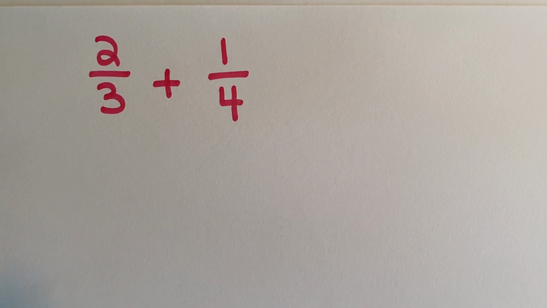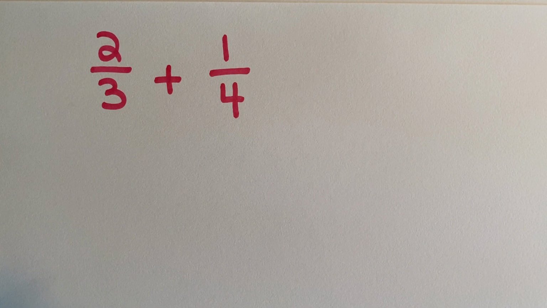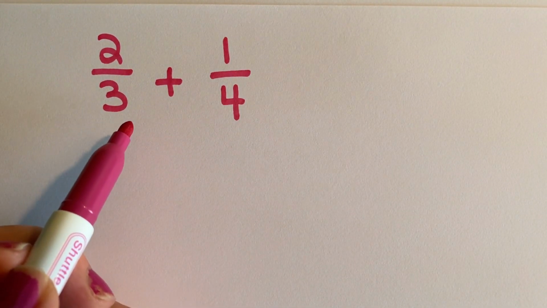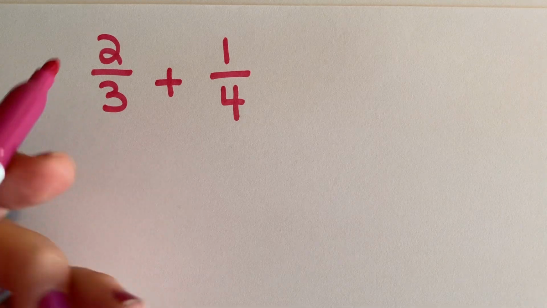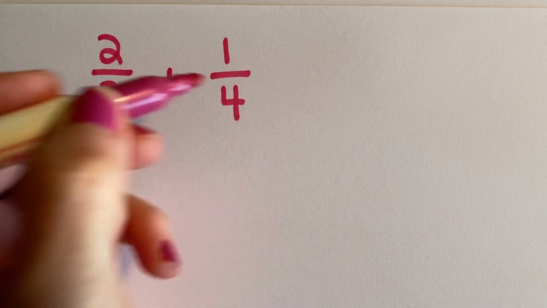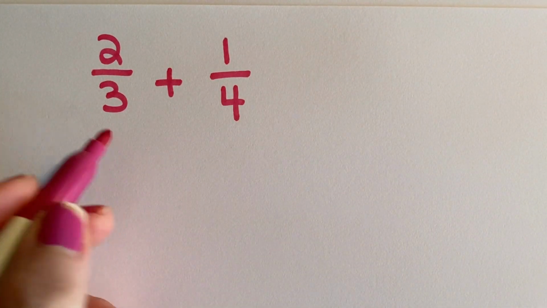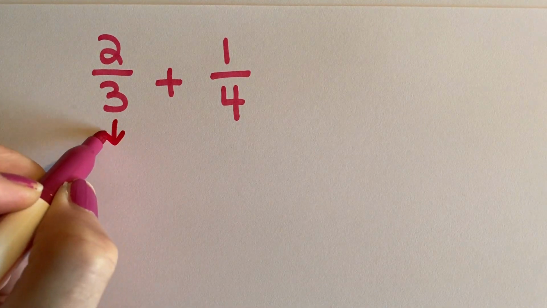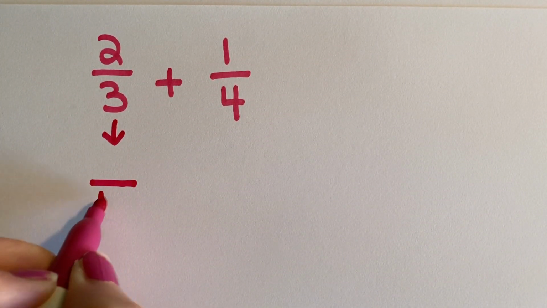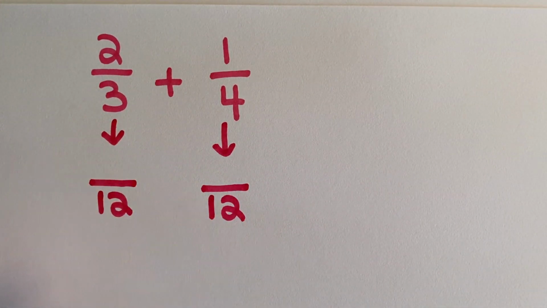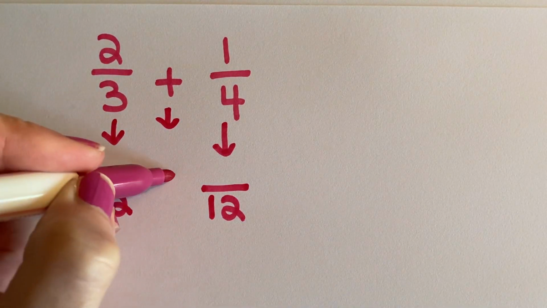So when we add two fractions like this, 2/3 plus 1/4, we need to find a common denominator. We can't add two fractions that have different bottom numbers. So the easiest way to find that common denominator is to simply multiply the denominators that you currently have. So 3 times 4 is 12. So underneath these fractions, I'm going to change their denominators to 12. Just like that. And then I'll bring the plus sign down in between.